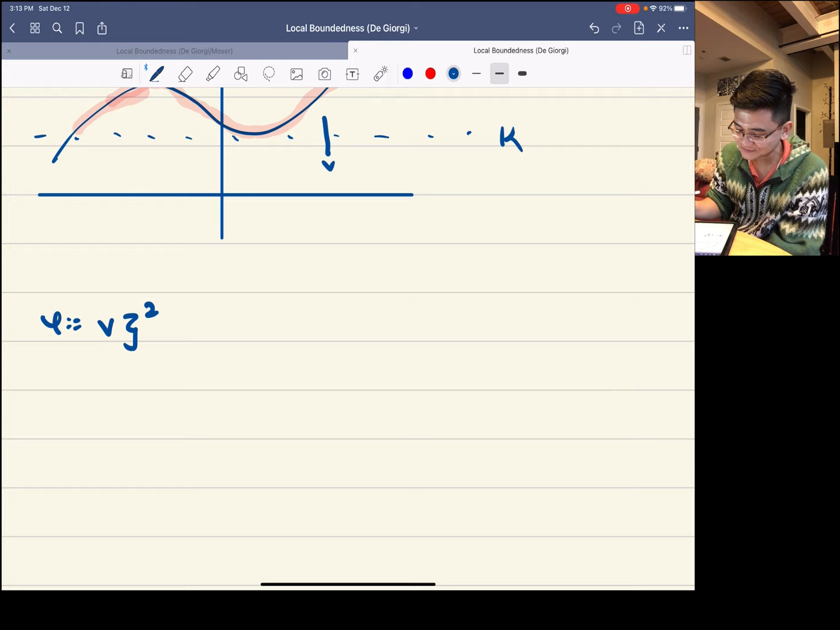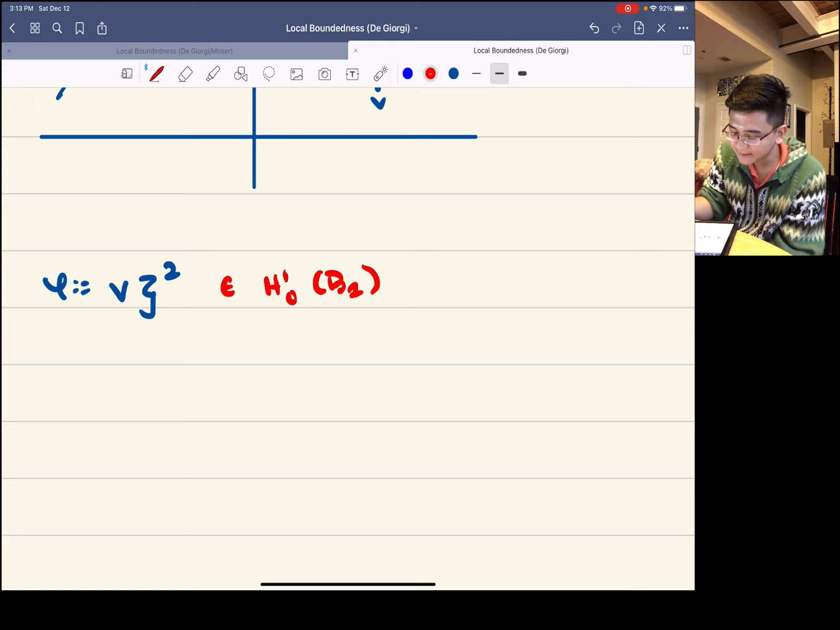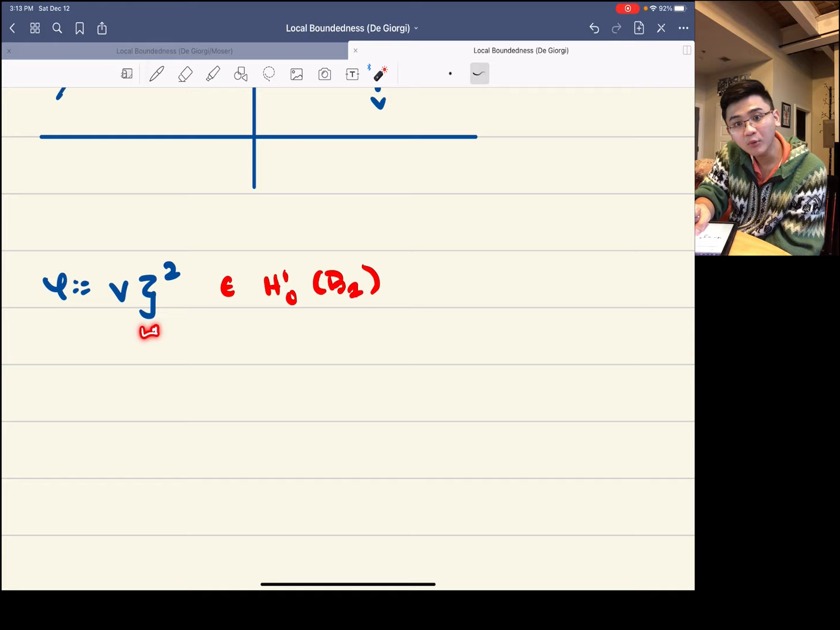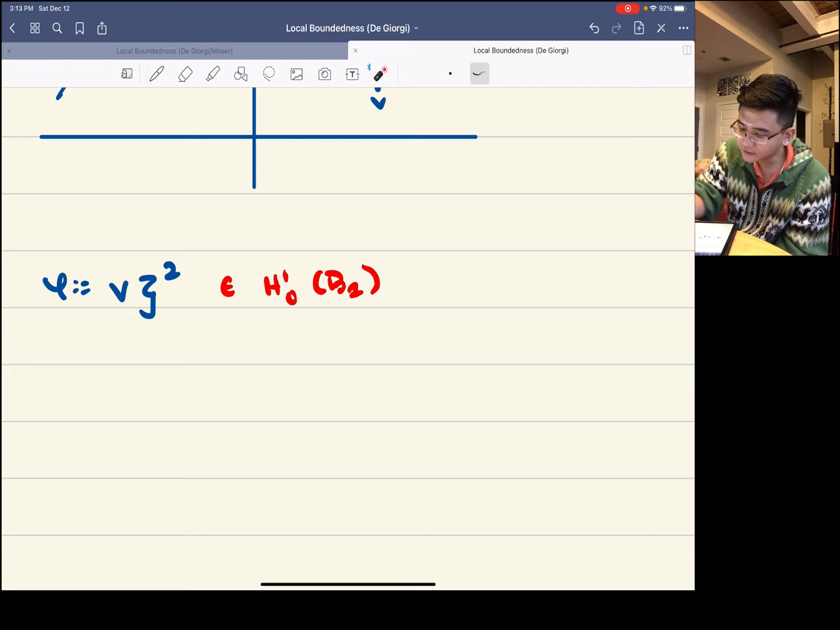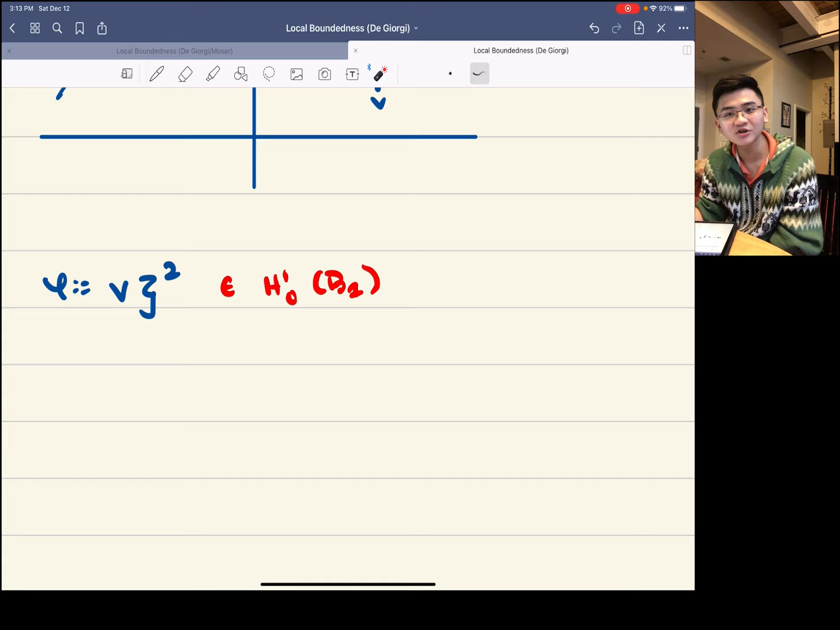And note that this is in H_0^1 of B_1. Why is that? Zeta here has compact support, so the trace would be zero on the boundary of B_1. And note that this is also non-negative because zeta is squared, and V, by definition, is non-negative. So we can use this as a suitable test function in the definition of U being a subsolution.